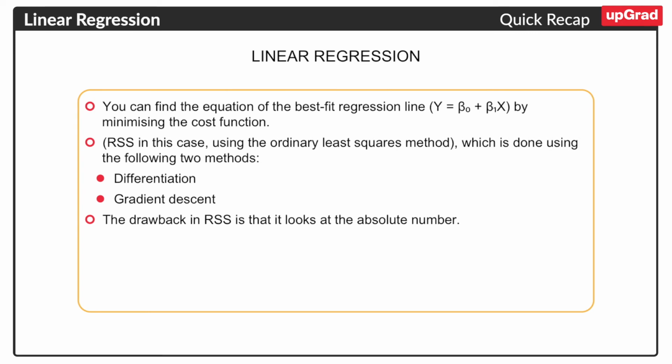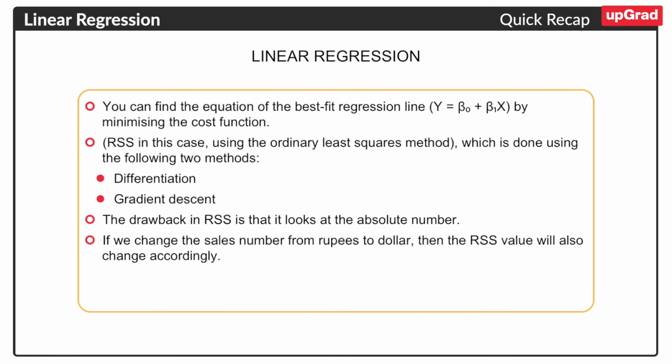Now there is one drawback in RSS, that if you see the formula of RSS, it looks at the absolute number, right? You are doing y of i minus y of predicted, and you are looking at the absolute difference of this number, and then you are doing the square. Now what can be the problem because of this? So let's see. Let's say right now we have the sales number in rupees, 10 crore or 20 crore. Let's assume you convert that in dollars and you have 100k dollars or something.